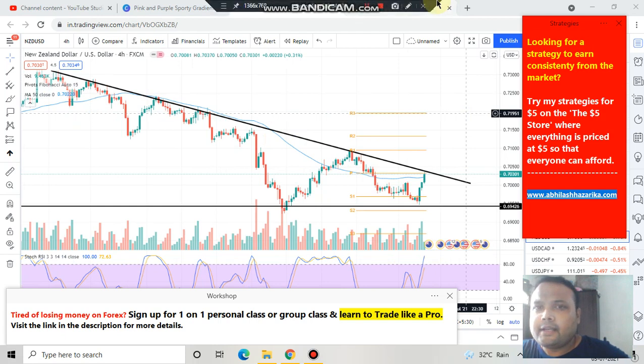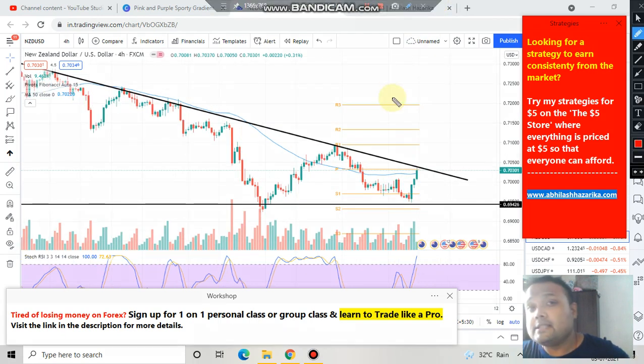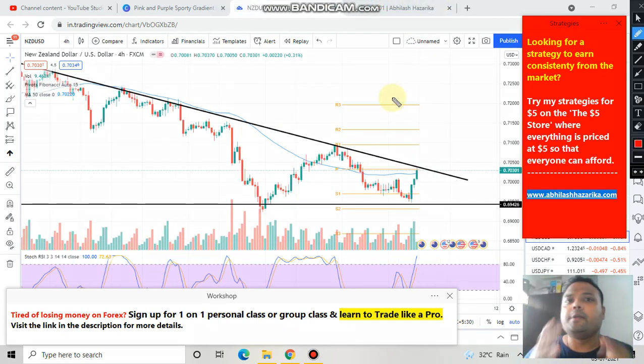Therefore, let the market open on Monday and just see how the price reacts after the market opens. If you see that price is about to reverse from here, or if price is not in a position to go up and is struggling, then you'll get the confirmation that yes, this trend line is still a valid resistance for the market and this is a descending triangle pattern.